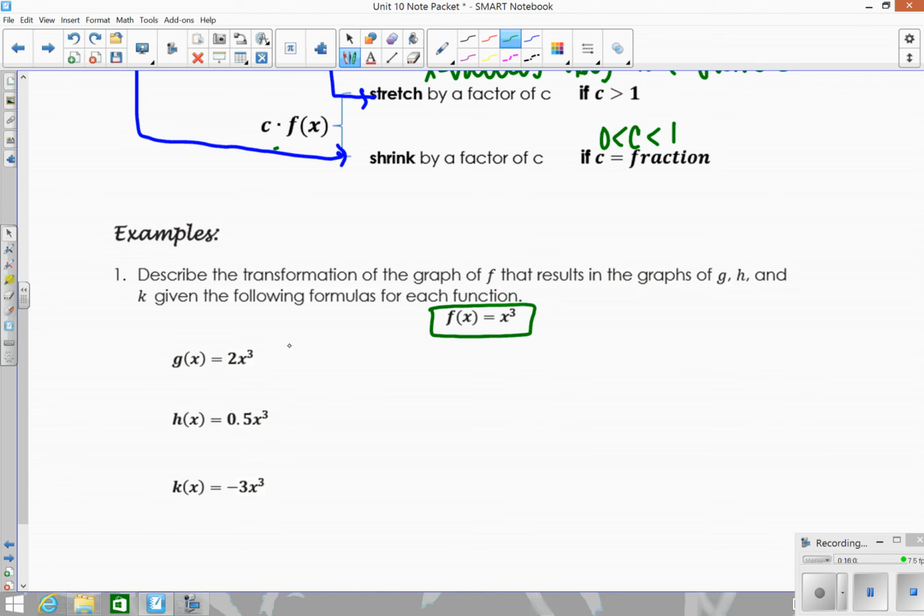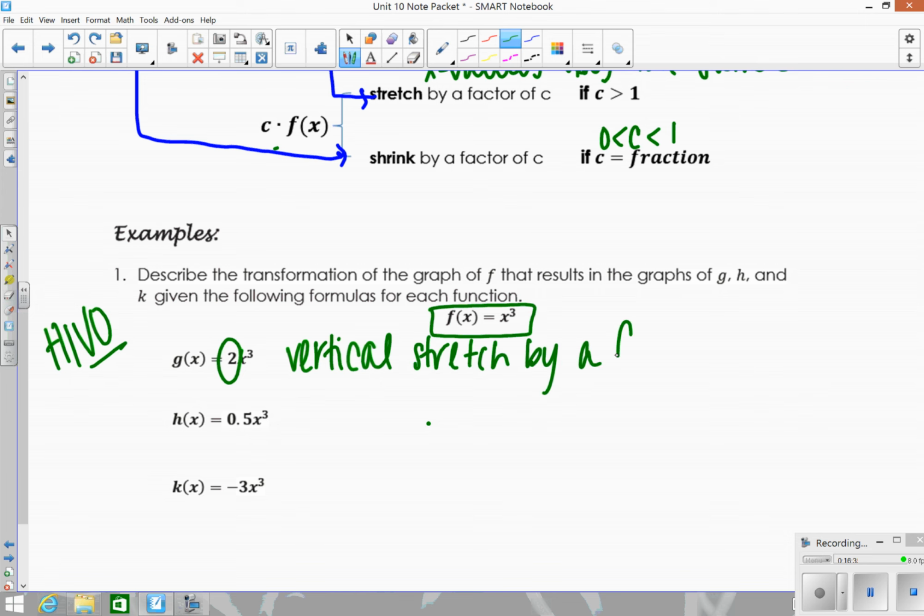The difference in g of x in comparison to the parent function is that I have this times 2 out in front. Since the 2's out in front, remember we're thinking about HIVO. Since the 2's outside, that means it's going to be vertical. Is it going to be a vertical stretch or shrink is what I have to ask myself. Well, because it's vertical, it is what makes sense. Multiplying by 2 makes sense to get bigger, so that means it's going to be a vertical stretch by a factor of 2.